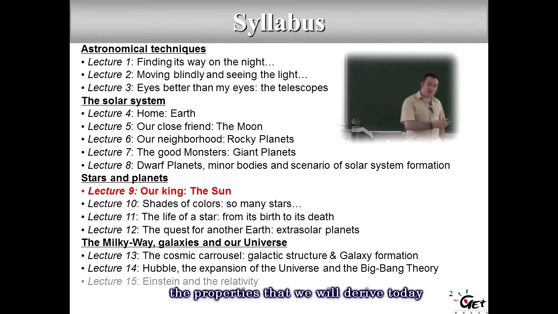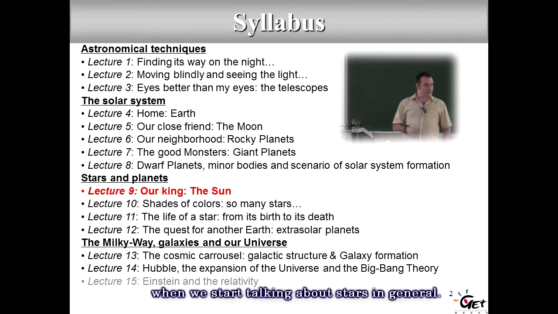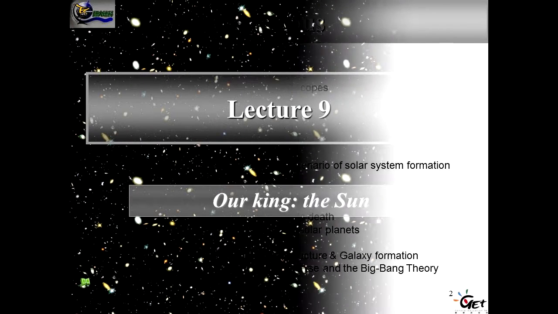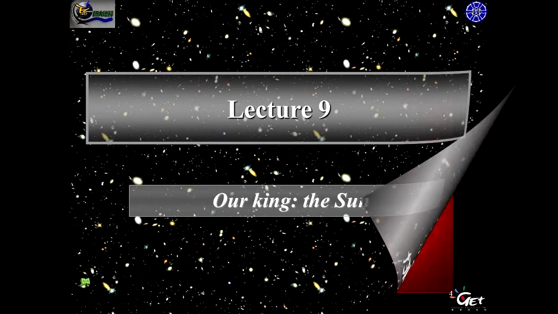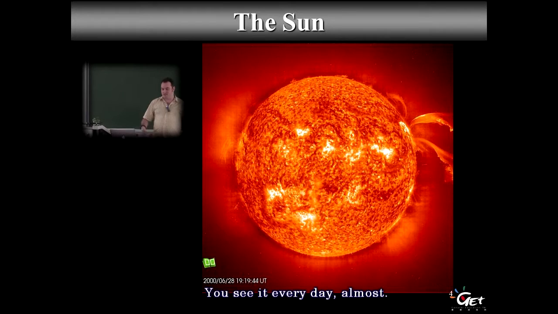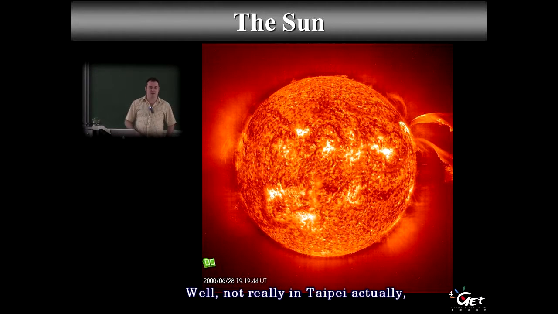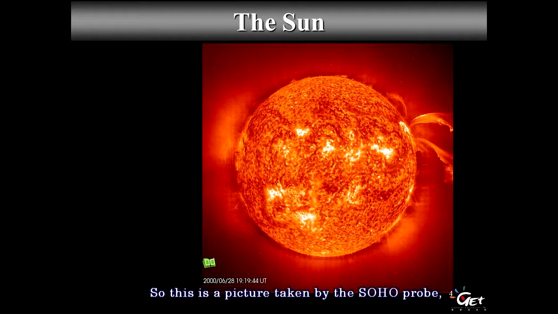However, the properties that we'll derive today will be extended from next week when we start talking about stars in general. So today is the Sun, the king of our solar system. Well, you're probably all familiar with the Sun. You see it every day almost. Not really in Taipei actually, but normally it's there every day, all the time. So this is a picture taken by the SOHO probe, a satellite from NASA and ESA, so Americans and Europeans, which is constantly monitoring the Sun.